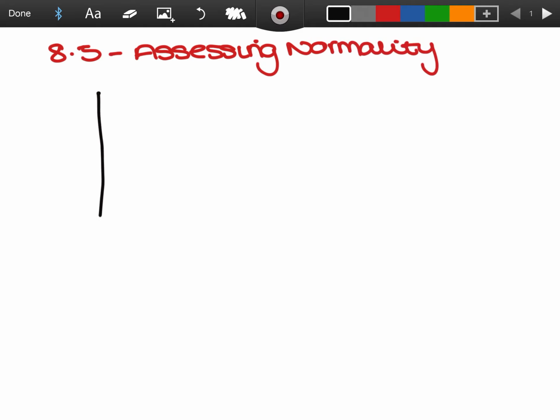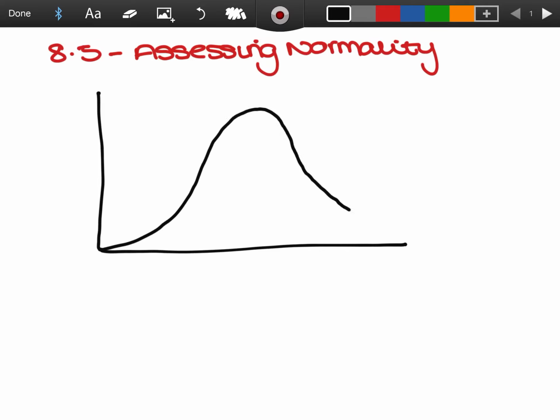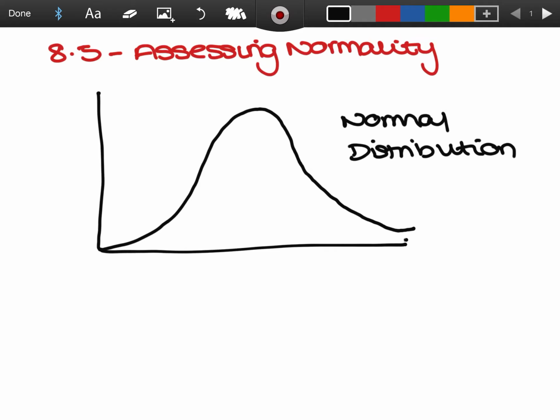So in today's video, we're going to look at chapter 8.5, which looks at assessing normality. Normally what we've done before, when we want to know whether a particular data set has a normal distribution, is plot the data points against the frequency of each of the data points. If that histogram, and remember a histogram looks at frequencies, has this type of curve, a symmetric bell-shaped curve, we know that data has a normal distribution.